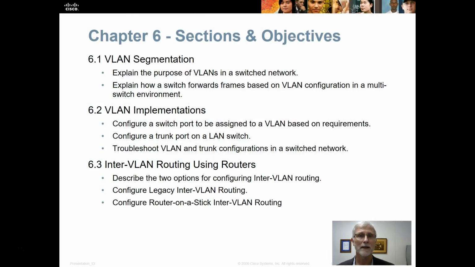So we're going to look at the purpose of VLANs, and talk about how a switch forwards frames based on the VLAN configuration, some different ways to implement it, how to configure a switch port assigned to a VLAN, how to configure a trunk port, and how to troubleshoot some of that stuff. And then look at how I do inter-VLAN routing.